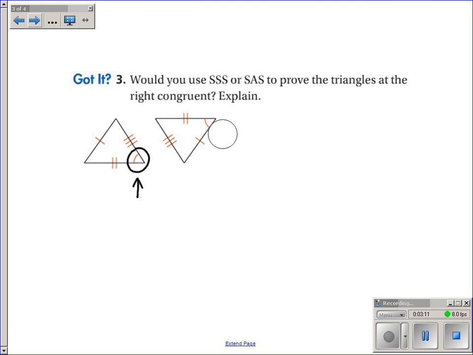Okay, but since we know all three sides are congruent to all three sides in this one, I would use the side postulate. Okay, because the angle doesn't correspond as we might think. And that's the end of the got it questions for 4-2.